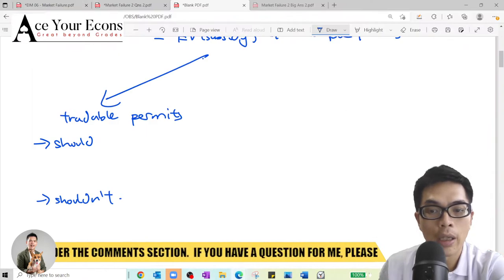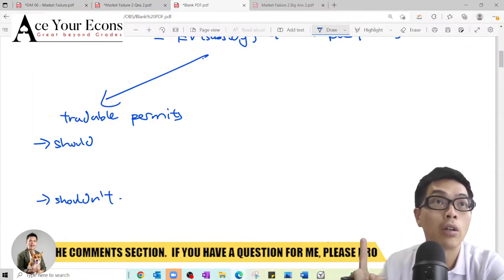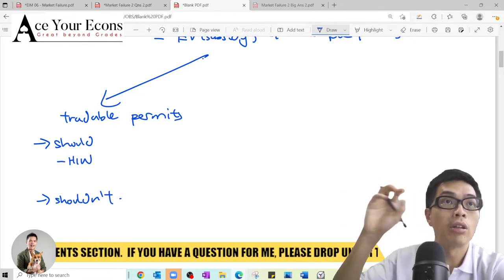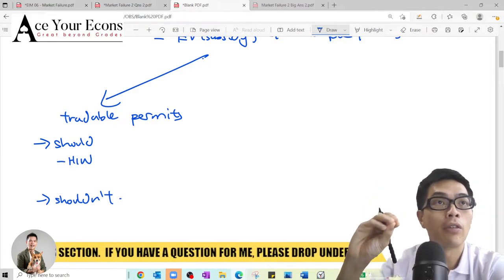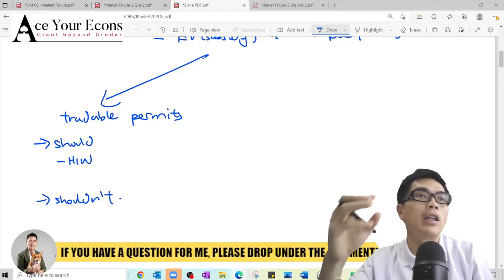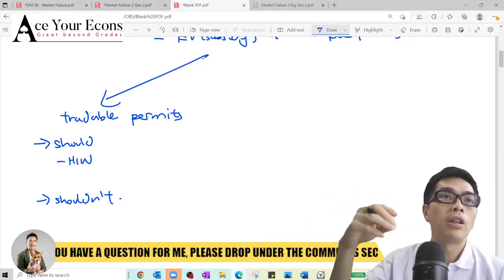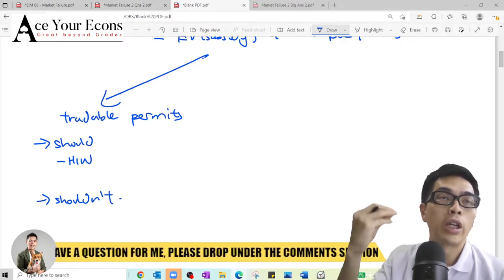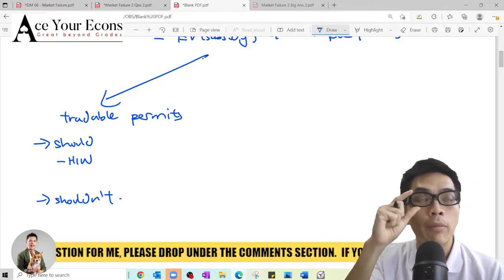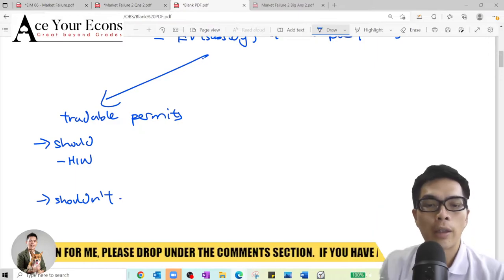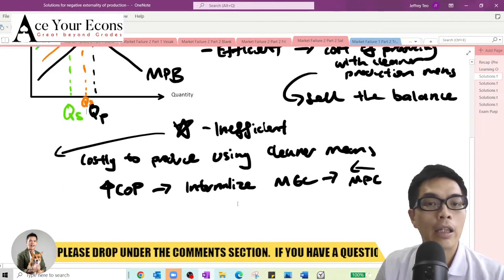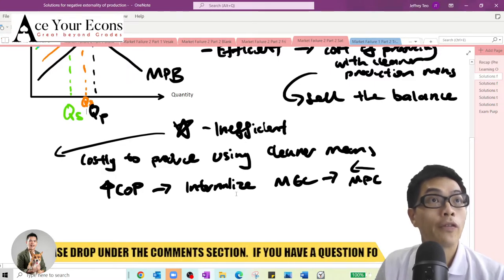Remember, you shouldn't start with shouldn't first. Always illustrate how it works. You want to talk about the 3 respective agents involved: government, clean, and unclean or inefficient firms. And you want to emphasize the tradable element. If you are running short in time, you can afford to be brief on the part on efficient firms, but the focus should be on inefficient firms.